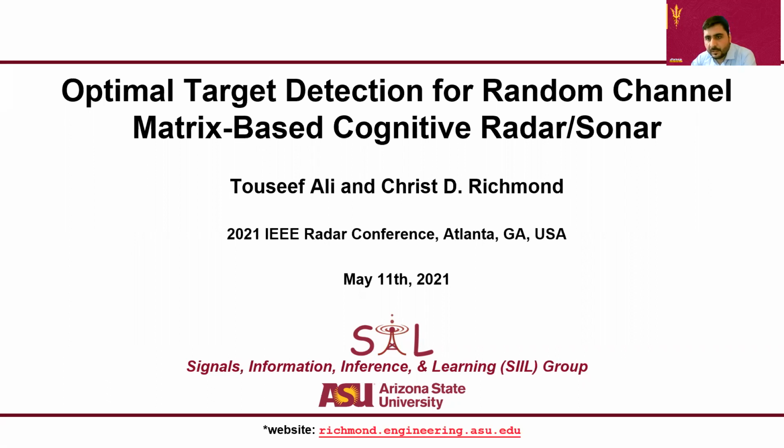In this presentation, I will talk about the detection bounds for the cognitive radar framework. Particularly, this work will try to answer a very basic question: what is the optimal receiver architecture when the clutter and target channels are modeled as random matrices?